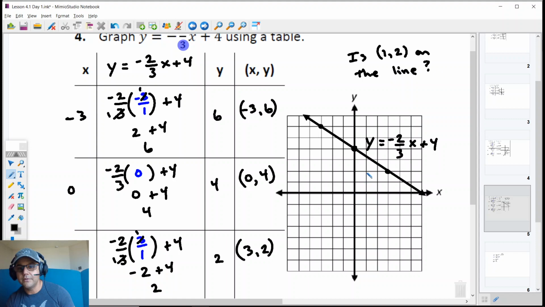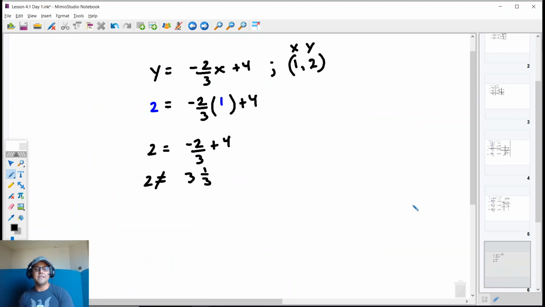Oh, 1, 2, that's right there. It's not on the line. But if you didn't have a graph, you'd have to use this type of strategy, which is very valid. And you'll see that later.